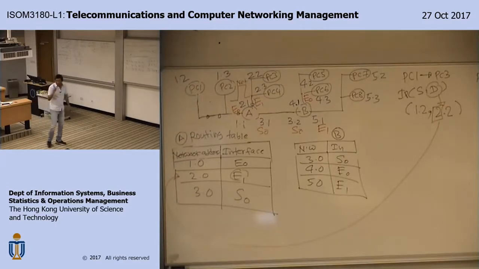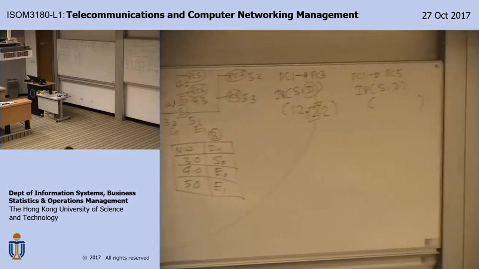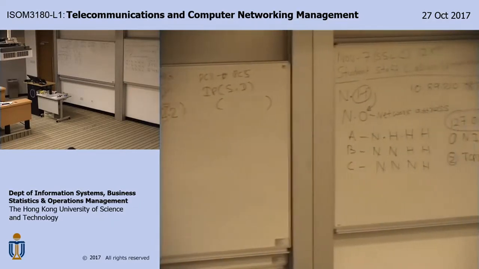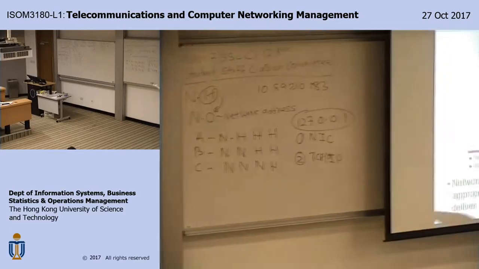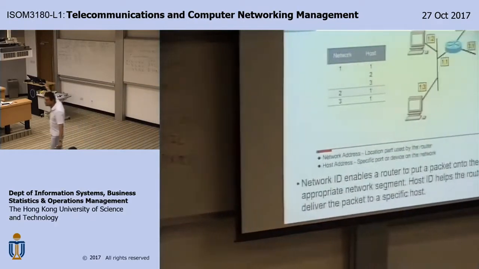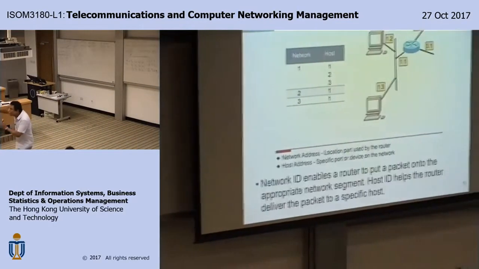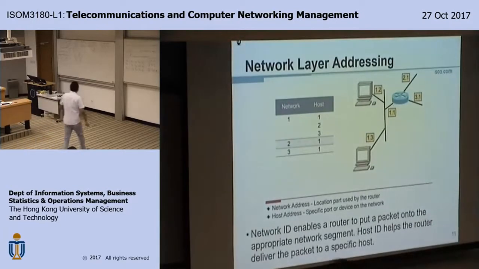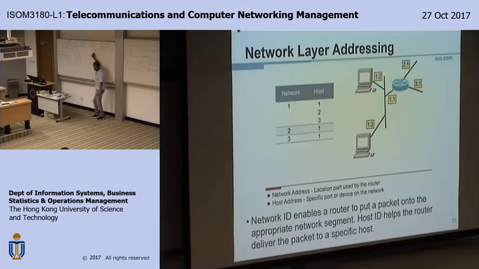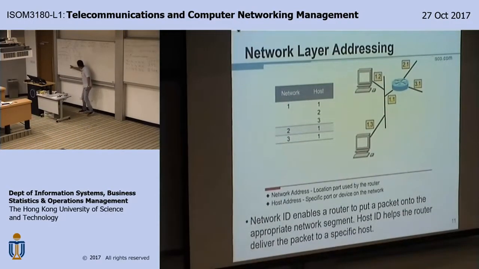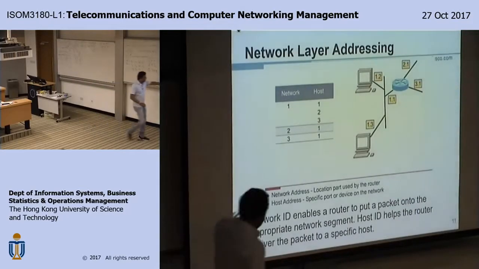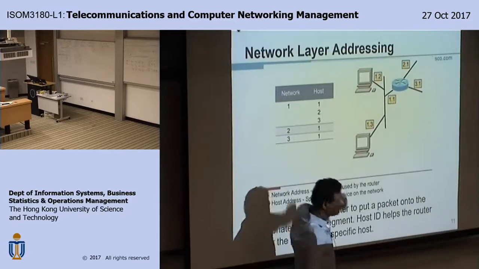So now look at here. What does the router look at, which part of the IP address? Network. Look at here. The network ID, the network part, enables a router to put the packet into the appropriate network segment. Now which segment do we send to? Come from E0 and send to E1, the appropriate network segment. That decision is made by looking at the end part. Is that right? Look at the end part of the IP address compared to the routing table. Understand? So the network part helps the router to put the packet into the appropriate interface.